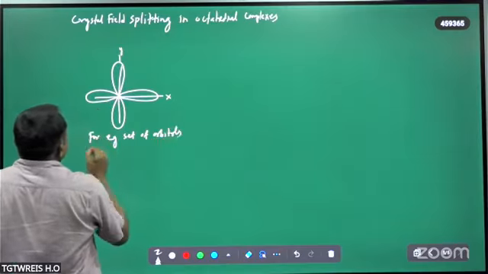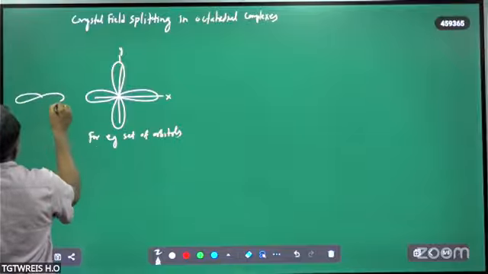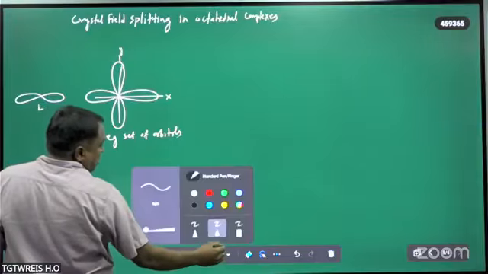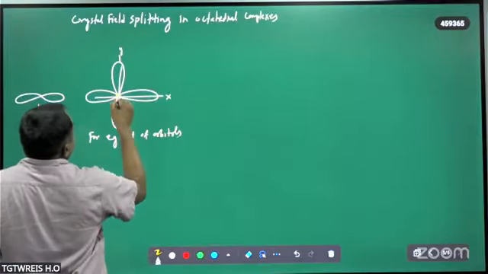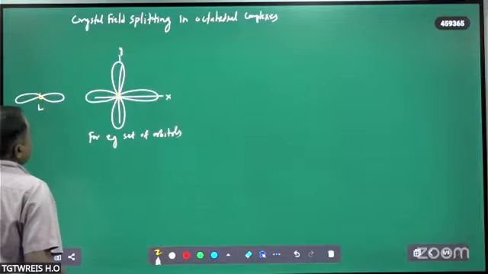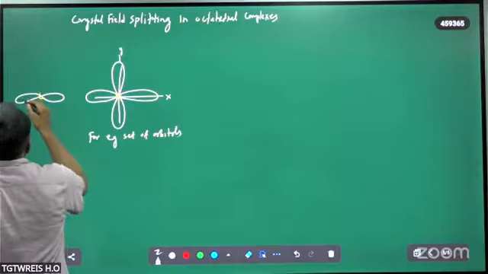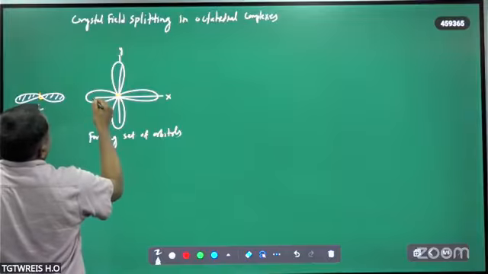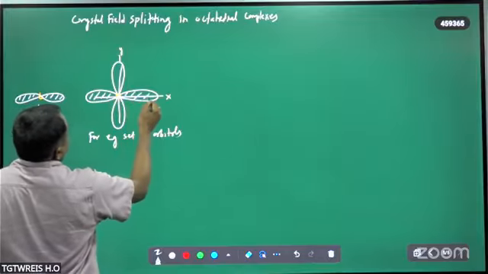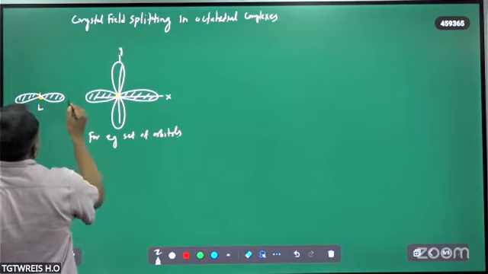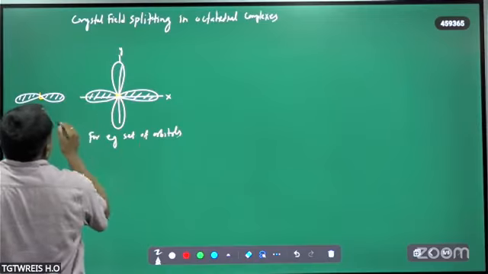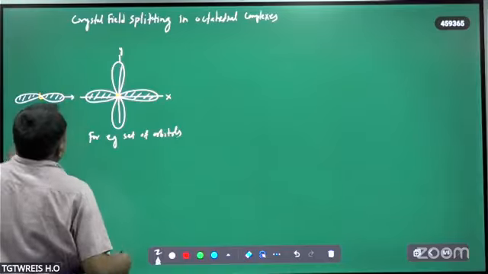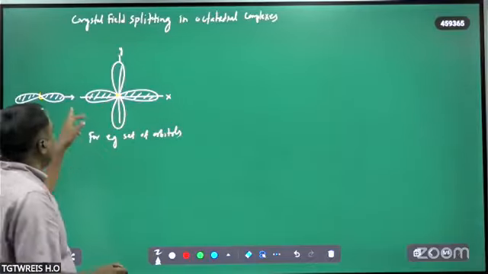For the eg set of orbitals, suppose this is the ligand, and this is the central metal atom. This is a central metal atom d orbital, and this is the ligand. Now this is the ligand, an electron pair donor, and these are the d orbitals of the eg set. So this is on the x-axis. So this is the ligand. This ligand is approaching along the axis only in this case.